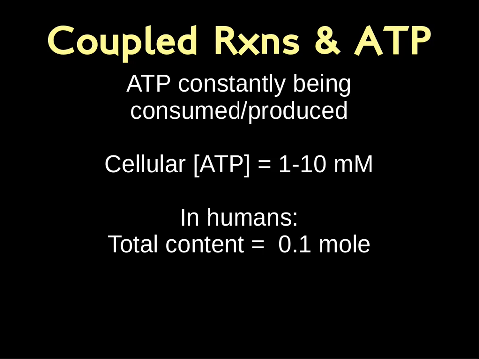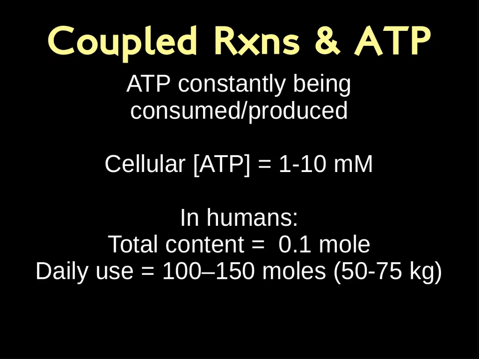I'm going to convert this. Okay, now I'm curious about this. What is the molar weight of ATP? 507 grams. So you have somewhere in the neighborhood of 50 grams in you at any given point. Wait, did I do that math already? Okay. But in a day, you use anywhere between 100 to 150 moles of ATP, which means that you use, if it wasn't being recycled, about 50 to 75 kilograms of ATP.